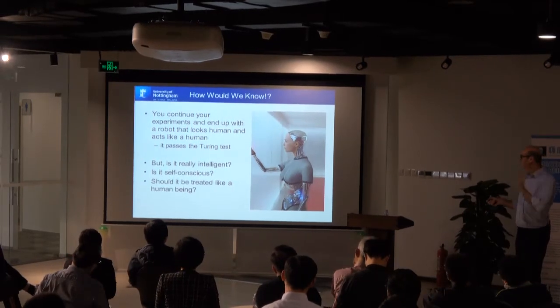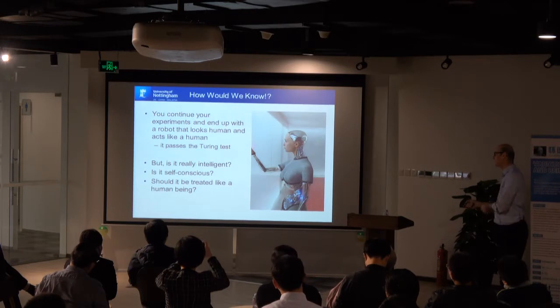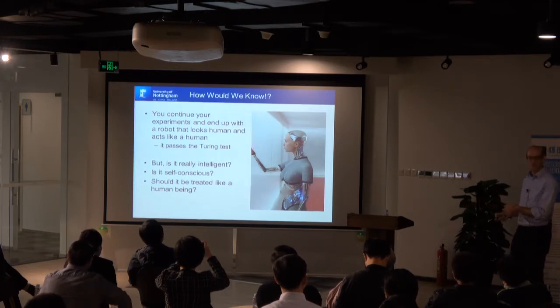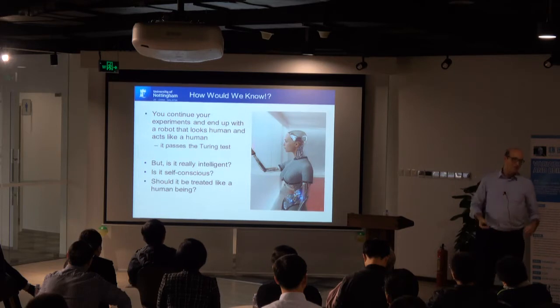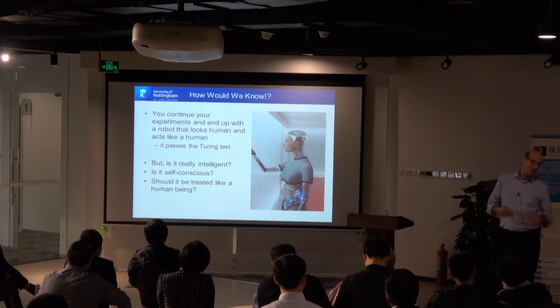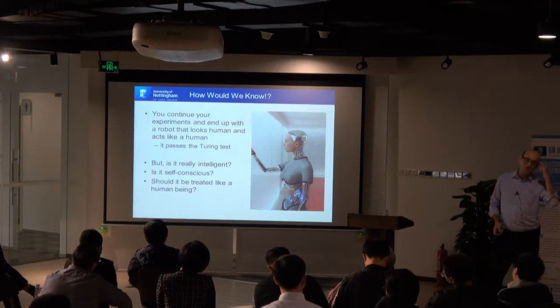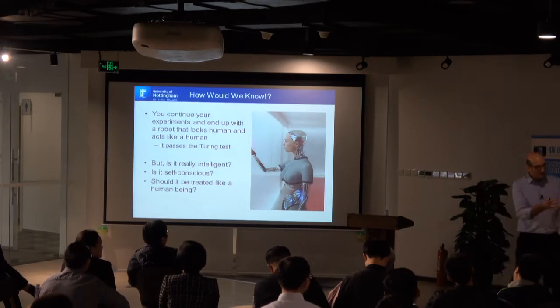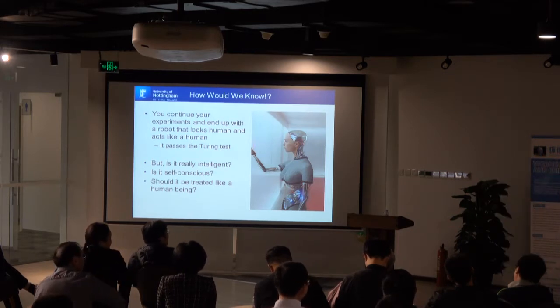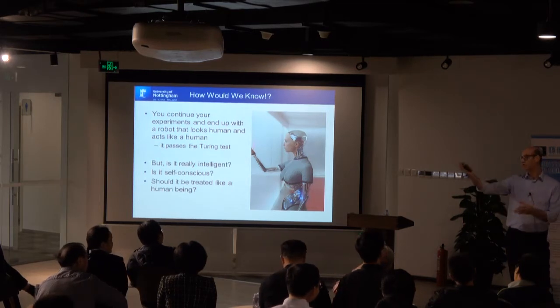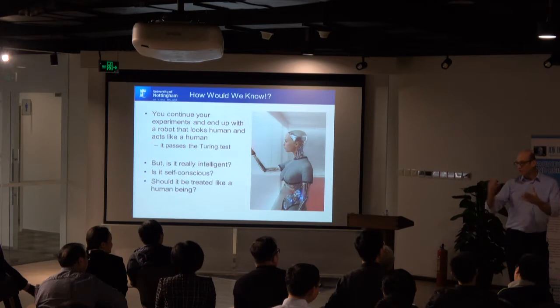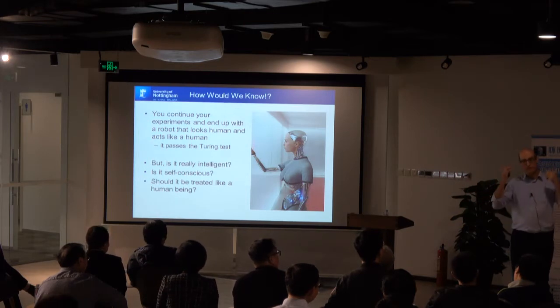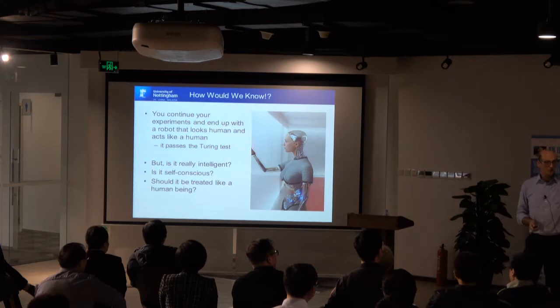And finally then, how would we know? Suppose you continue your experiments and you end up with a robot that looks human and acts human. Is it really intelligent? Is it self-conscious? You know the famous philosopher Descartes, I think, therefore I am. I know I'm self-conscious, I know I'm thinking. With the greatest respect, I don't know that Professor Wang is self-conscious or thinking. I assume you are, because you look human. I assume all people in the world are self-conscious because you look human and you act human. So we think all humans are self-conscious and thinking like we're thinking, and are self-conscious like we're self-conscious.